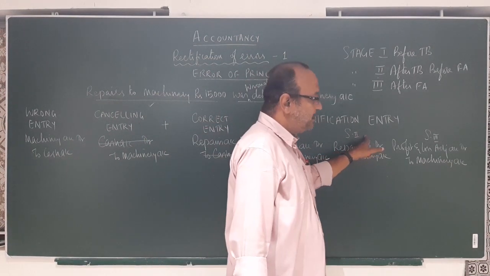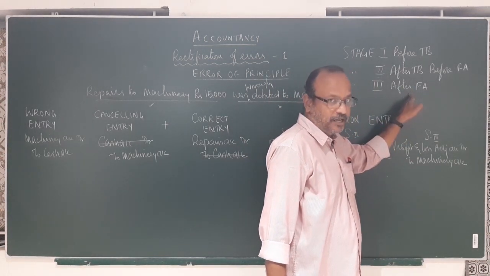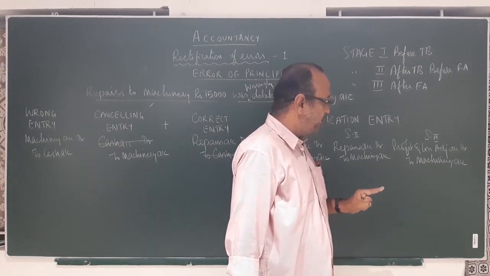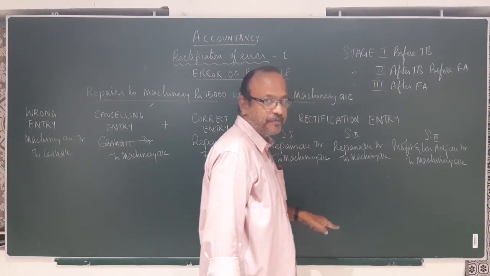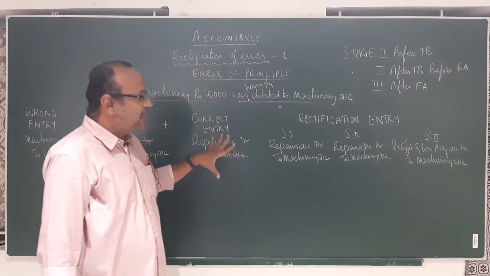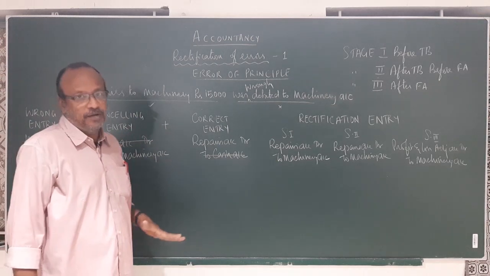In case we are rectifying it in stage 3, that is after preparation of the final accounts, we will be writing the journal entry as profit and loss adjustment account debit to machinery account. So my dear friends, this is an easy method of solving or rectifying the error of principle.